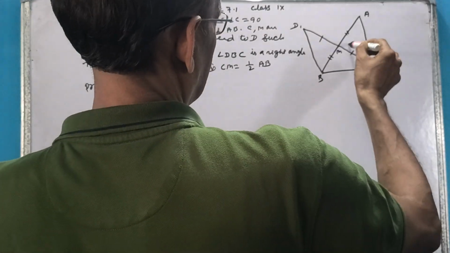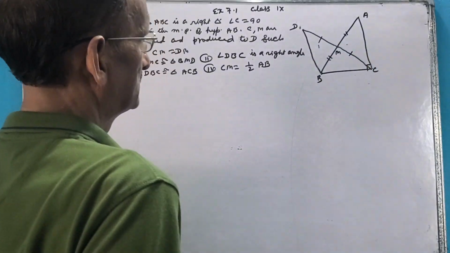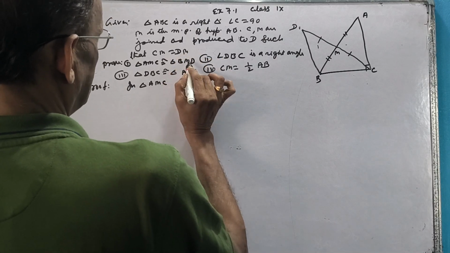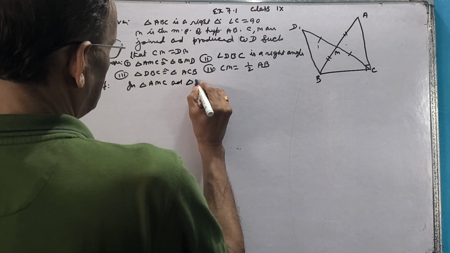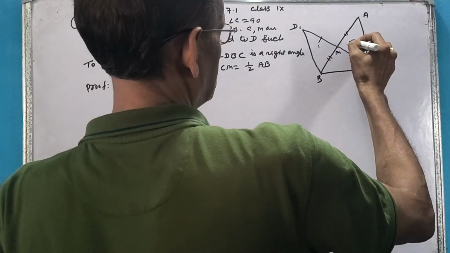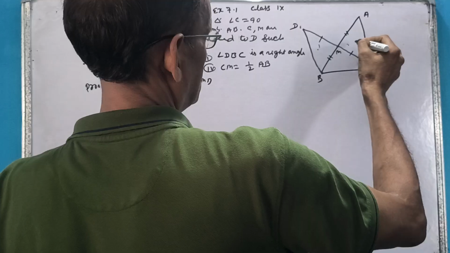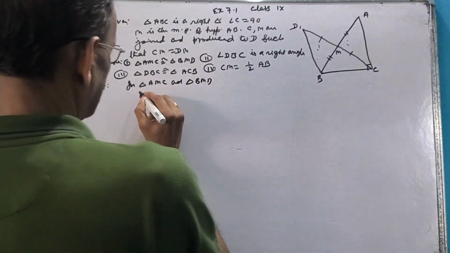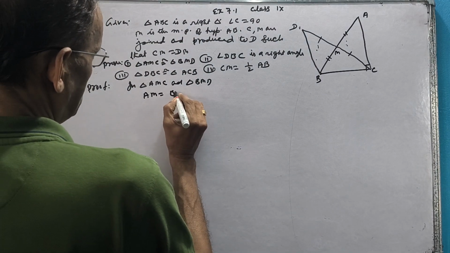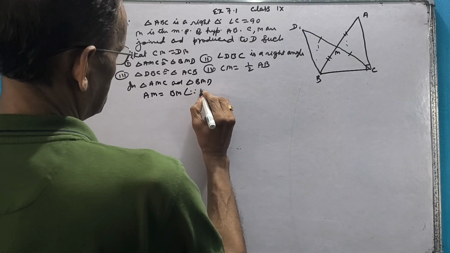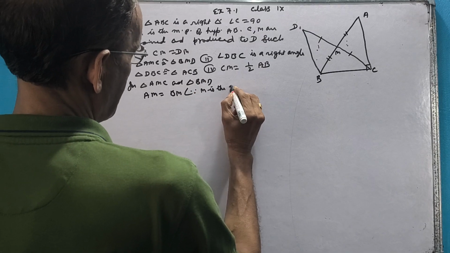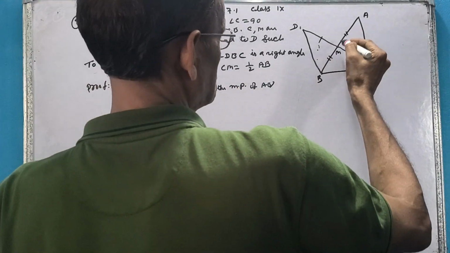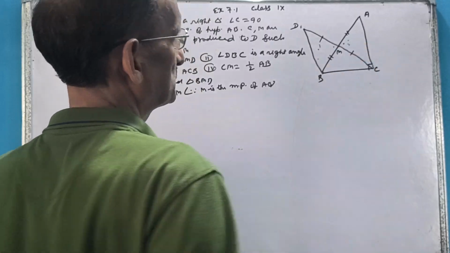First we have to prove triangle AMC congruent to triangle BMD. Very easy to write down. In triangle AMC and triangle BMD, this is very simple. See here, for triangle AMC, AM, and for triangle BMD, BM. We will write AM equal to BM, since M is the midpoint of AB. Then you can write this. See, when two lines intersect each other, vertically opposite angles are equal.